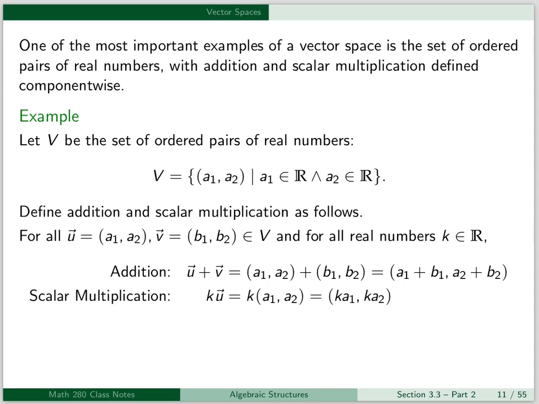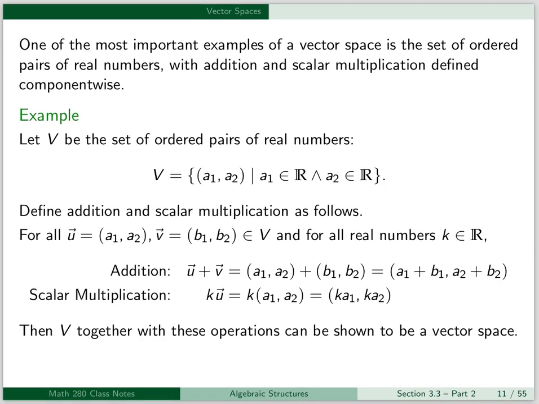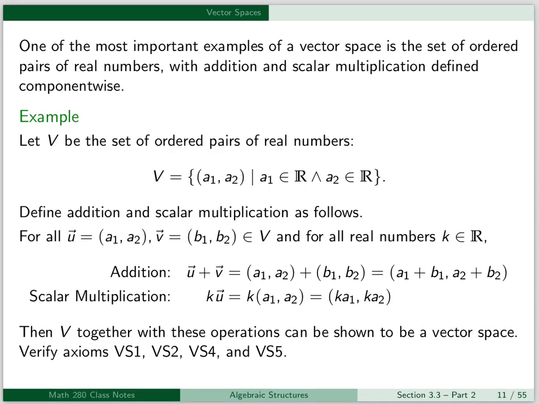Scalar multiplication is defined by k times u equals k times (a1, a2), which is equal to (k a1, k a2). So we just multiply the first component by k and multiply the second component by k. Then V together with these operations can be shown to be a vector space. So for this example, we're just going to verify four of the axioms: VS1, VS2, VS4, and VS5.